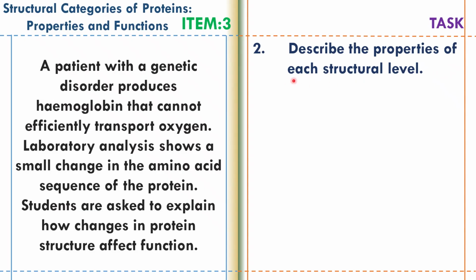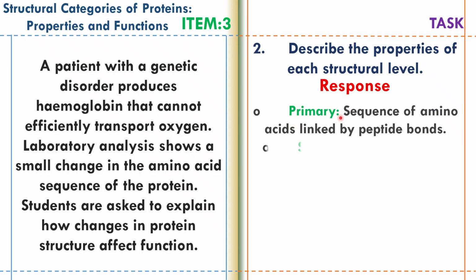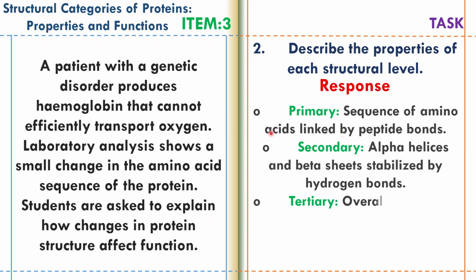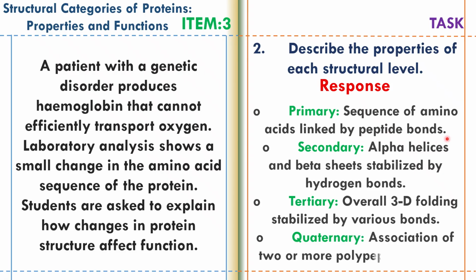Describe the properties of each structure level. Primary structure: sequence of amino acids linked by peptide bonds. Secondary structure: alpha helices and beta sheets stabilized by hydrogen bonds. Tertiary structure: overall 3D folding stabilized by various bonds. Quaternary structure: association of 2 or more polypeptide chains.